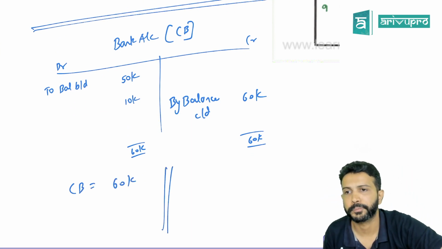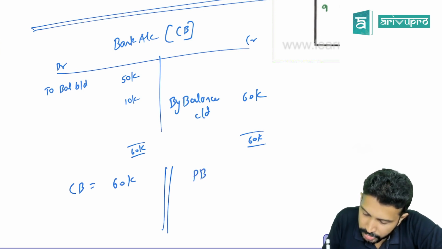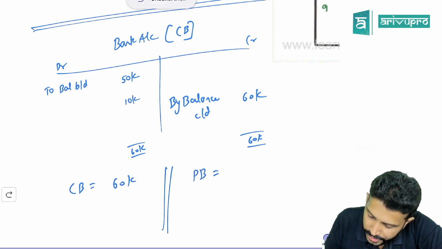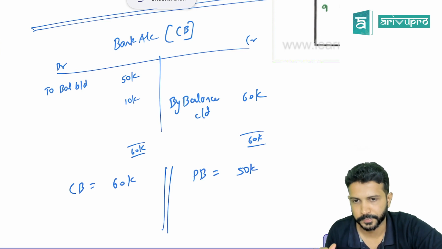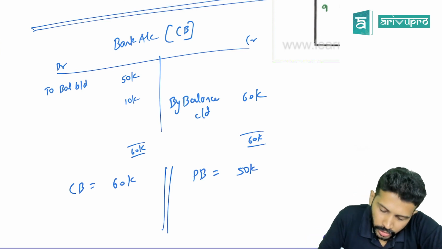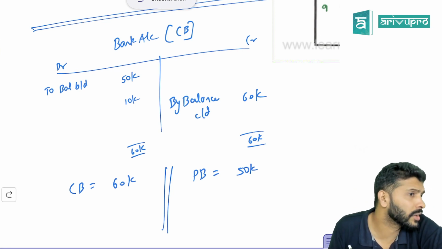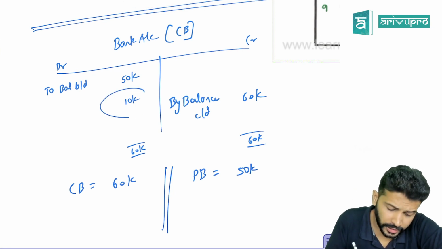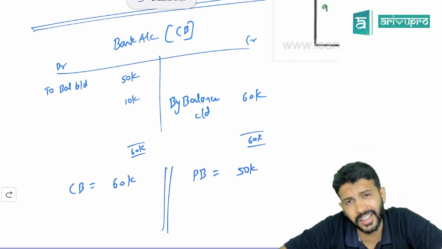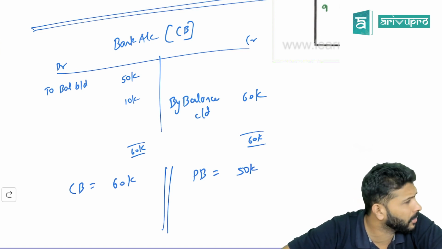So far, okay. All right. Let's say the passbook balance initially was also 50,000. Just because you have given a wrong debit, should the passbook also show that? You have made an error. Just because you have made an error, should even the bank people make that same error?